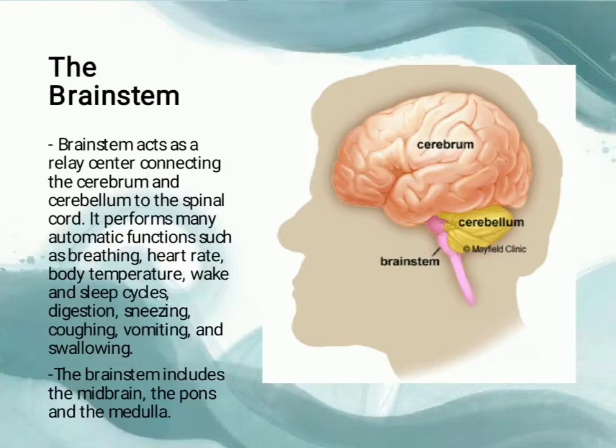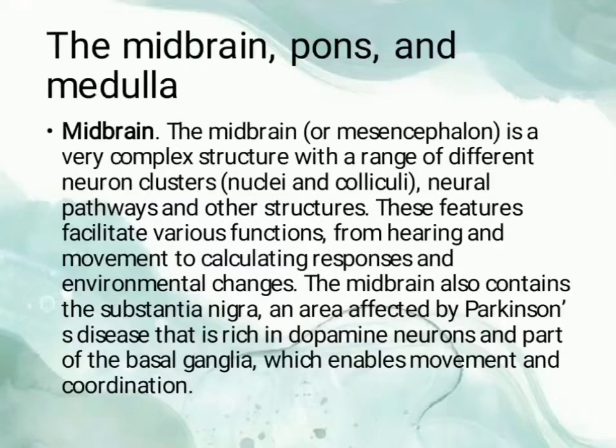The brainstem is the smallest part of our brain compared to the cerebrum and cerebellum, but even though it is the smallest of all the parts of our brain, it is still very important since this is the one that connects the cerebrum and cerebellum to our spinal cord. It also has different functions in our body. And just like what I mentioned earlier, the brainstem includes the midbrain, the pons, and the medulla. So first, let's talk about the midbrain.